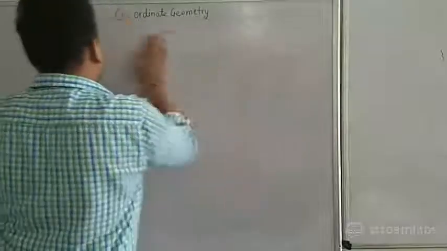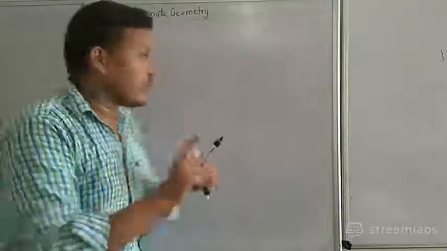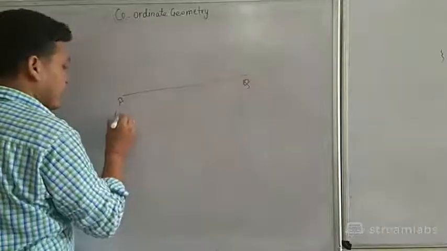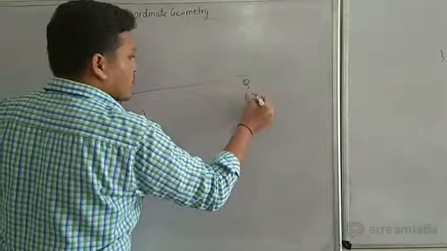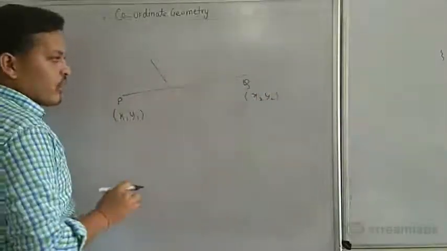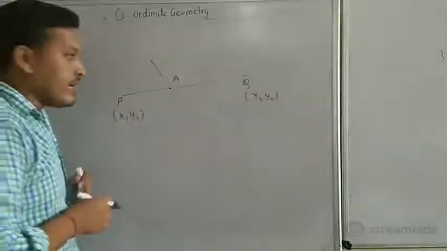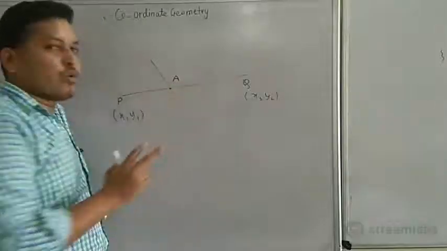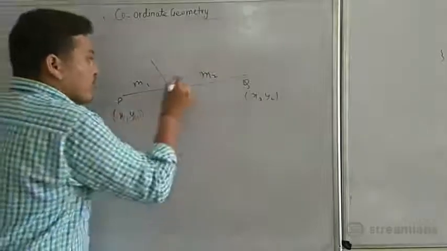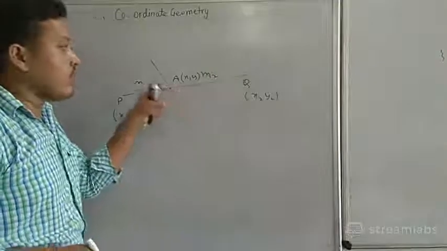Now once again listen carefully to what I am explaining here. Okay, if a line PQ whose coordinates are x1 y1 and x2 y2, a line intersecting PQ at point A divides PQ in the two parts m1 and m2. The question is to calculate the value of the coordinates of this point.